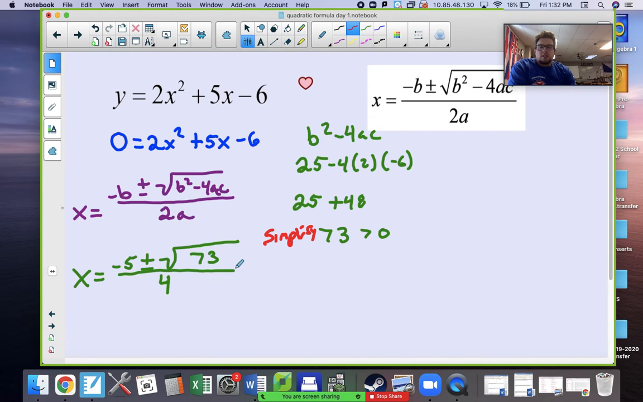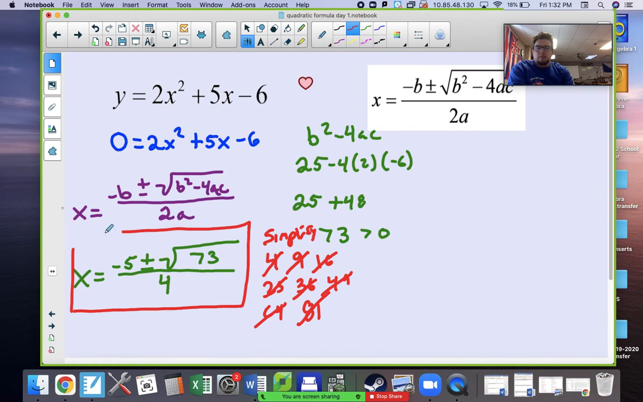We check, can we simplify our square root of 73? Well, it's not perfect, so we're going to see if any perfect squares go into 73. 4 does not, 9 does not, 16 does not, 25 does not, 36 does not, 49 does not, and 64 is the last possible one before we get 81, which is larger than 73, which definitely doesn't go in there. So no perfect squares go into 73. This is as simple as we could possibly make this answer.